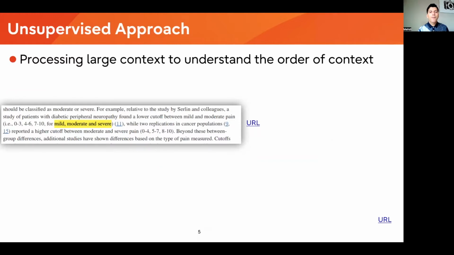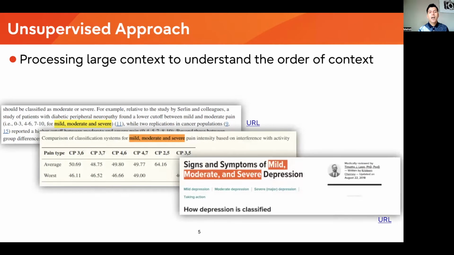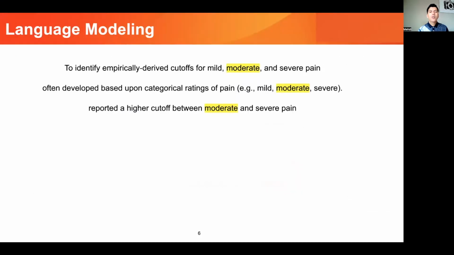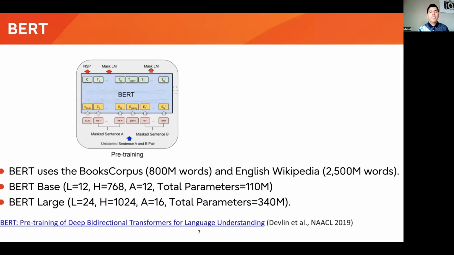If we look at different contexts, like mild, moderate, and severe, they could appear in different contexts, in different Wikipedia articles. And regularly, we can use a language model, because a language model can understand the words before and after a target word, and we can see the probability of appearance of each specific word. For instance, how likely severe is to appear before moderate or after moderate. Based on this probability, we can capture the order. We can use BERT.